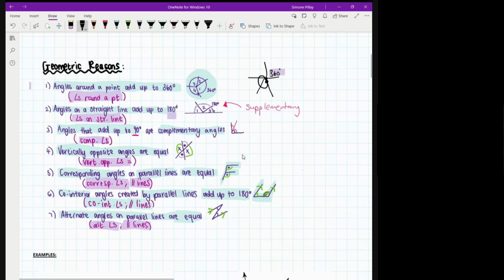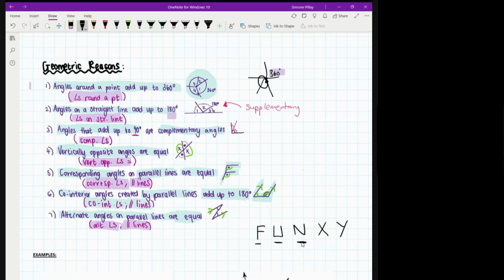Now, the way I used to remember it at school was the funky one. I told you guys this already. I remembered it as funky. This was quite a good summary of most of these rules. These are my corresponding angles. These are my co-interior angles.